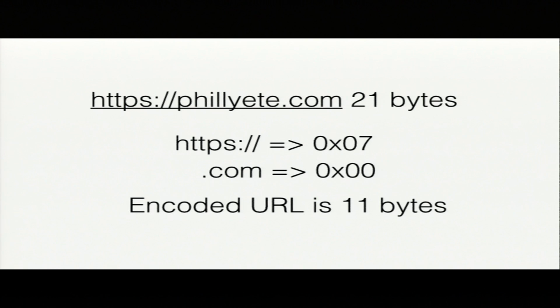So if we start out with phillyete.com, which is a URL that we have, that's not the official PhiladelphiaEmergingTech.com, but it redirects there. It's an HTTPS URL. If you're making Eddystone Beacons, you need to use HTTPS. So even though this is a short URL, it's 21 bytes. We can use the encoding, so HTTPS:// becomes 7, and .com becomes 00. So if we encode that, we get that down to 11 bytes.